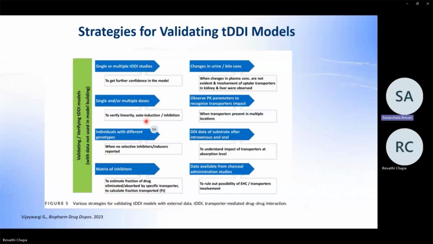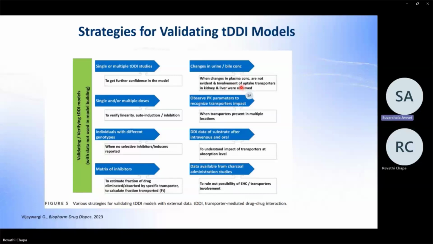And another strategy is that the data available from the individuals with different genotypes can help to validate the model in order to demonstrate its sensitivity to capture this transporter abundance and transporter activity in individuals with different genotypes. As the transporter interactions may not always be evident in the plasma concentration profile, data available in urine or the bile concentrations can help test the model's ability to capture the transporters located in the hepatic or renal tissues.